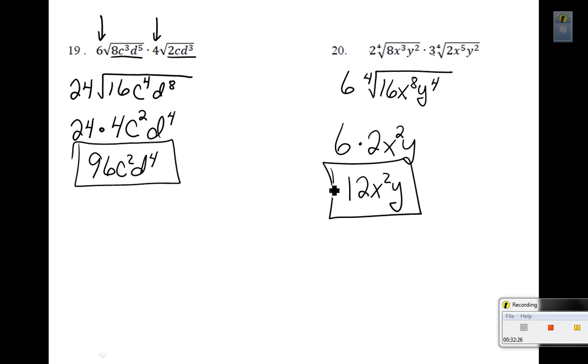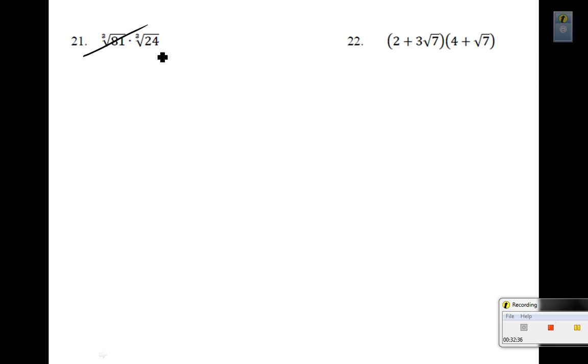Let me do 2 more with you, and then let's be done. Let's skip that one. And then let's look at your number 22. Notice, guys, that this is a binomial times a binomial. How do we take care of a binomial times a binomial? Good old FOIL.